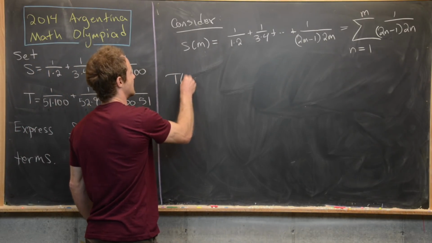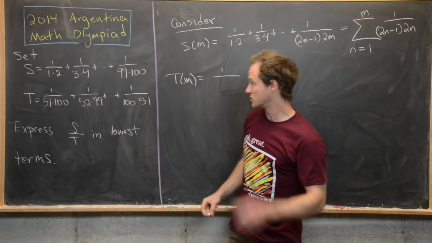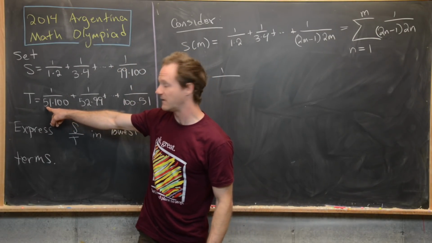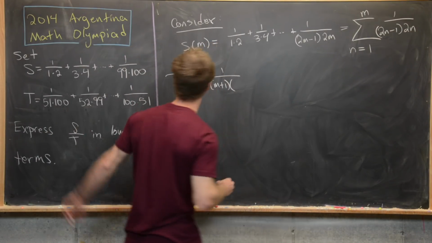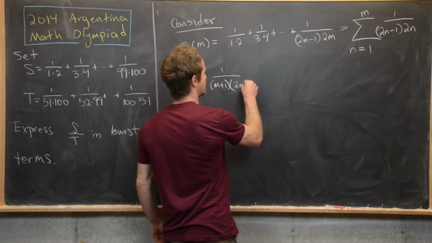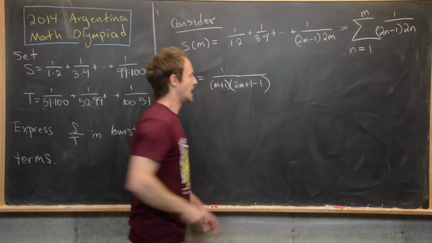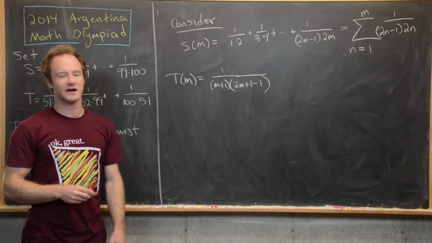And then for T of m, we'll do something similar. So notice our first thing will look like, well, notice here, this is 50 plus 1, so we'll have m plus 1. And then the second term is 100. Well, that's like 2m plus 1 minus 1. And I want to put the plus 1 minus 1 in there just so that it cleans up when we write it down in summation notation.